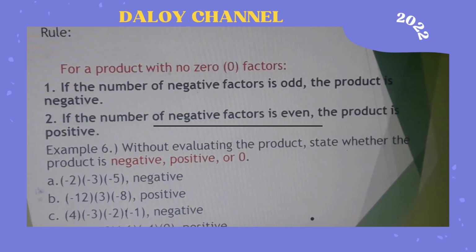Okay, we will continue. The additional rules, which should be implemented accordingly in terms of finding the product of integers. For a product with no zero factors, number 1, if the number of negative factors is odd, the product is negative.